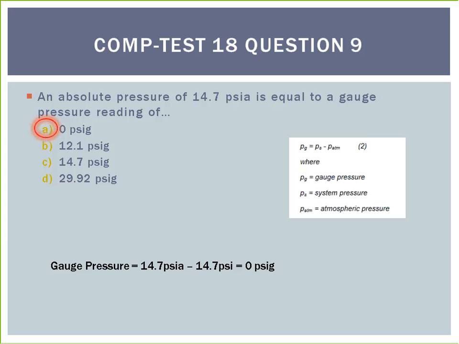Answer A is the best answer here because the absolute pressure is measured relative to the absolute zero pressure, or the pressure that would occur at absolute vacuum. The equation is shown on the screen, providing a gauge pressure equal to 0 psig.